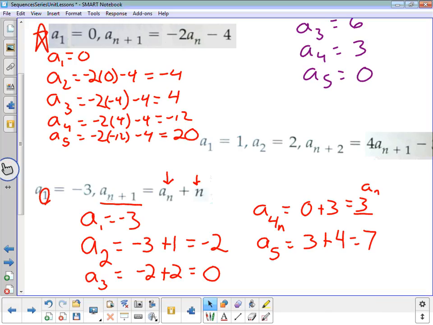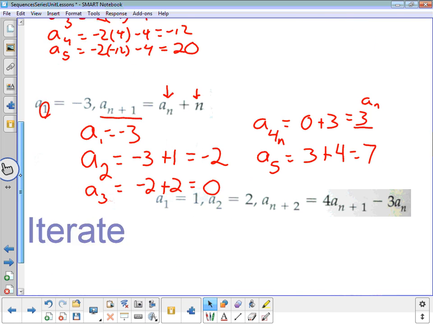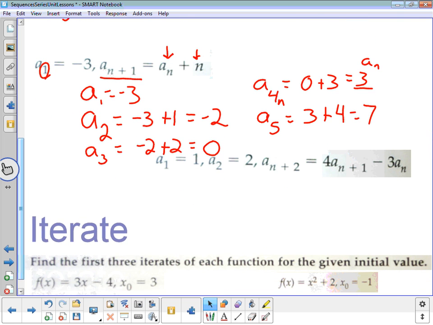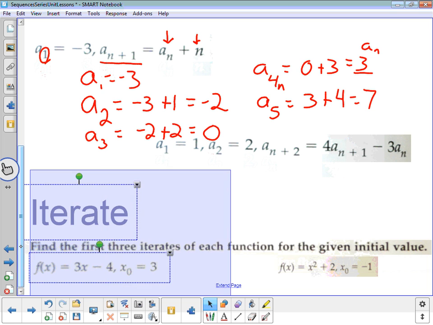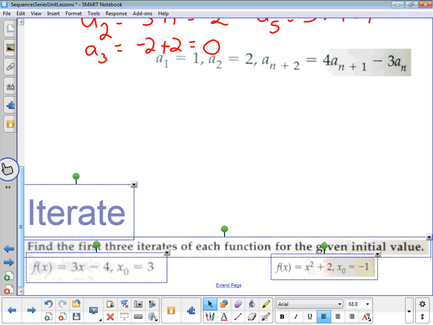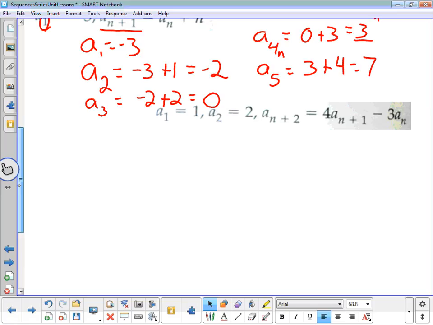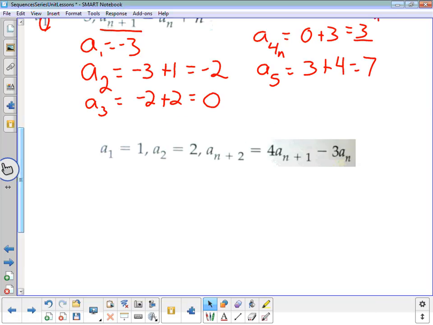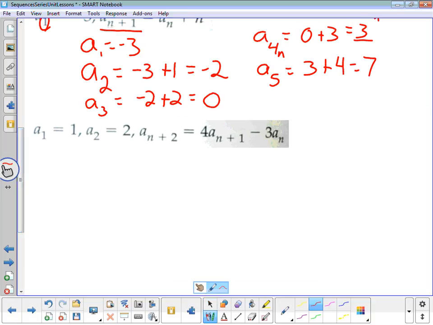Now, let's take a look at this last little problem here. I'll give myself a little bit more room here. Okay, so let's take a look at this problem. Notice this time we are given a first term and a second term, and our formula now says to find the term down the road, I've got to do these two things.